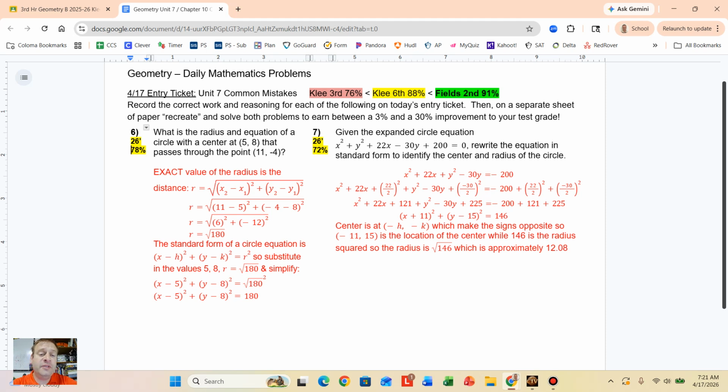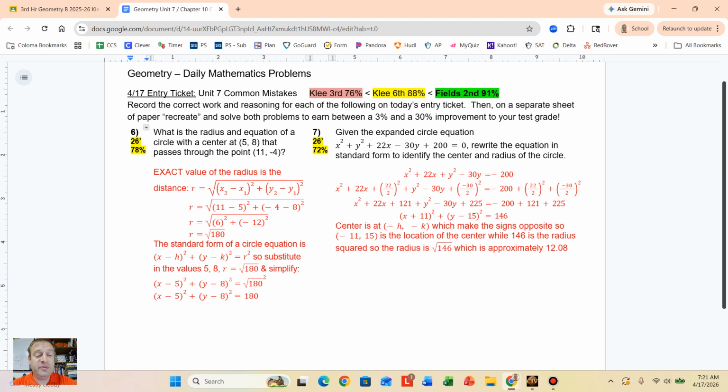So you use the distance formula. Subtract your x's: x2 is 11, x1 is 5, you get 6. Subtract your y's: y2 is negative 4, y1 is 8, you subtract them, you get negative 12. You square them, and to maximize your credit, what you needed to answer for the first part of number 6 was that the radius is the square root of 180.